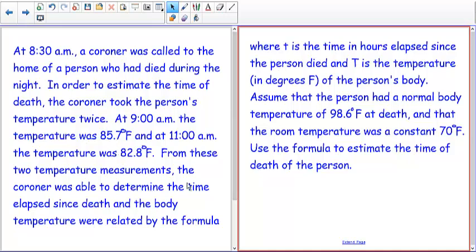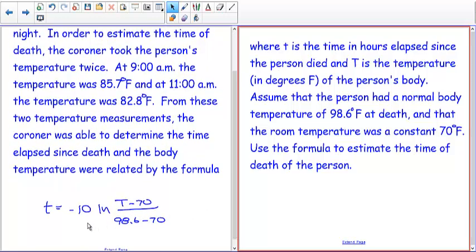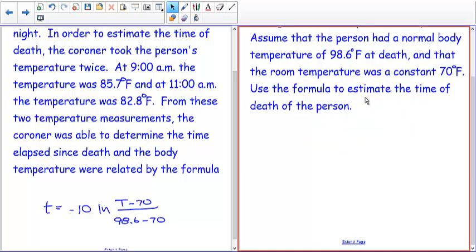And the body temperature was related by the formula. So you end up with this formula. So this is the time, and this is the temperature. So all they're asking us to do is figure out the elapsed time, and then we can subtract back to find the time of death. So really all we're doing is plugging it in. You could use either one of them. Let's see how well the equation works.